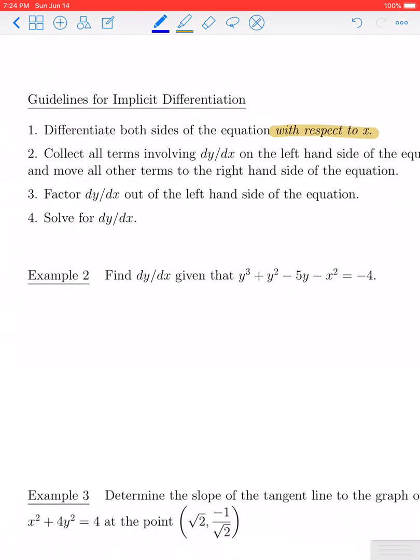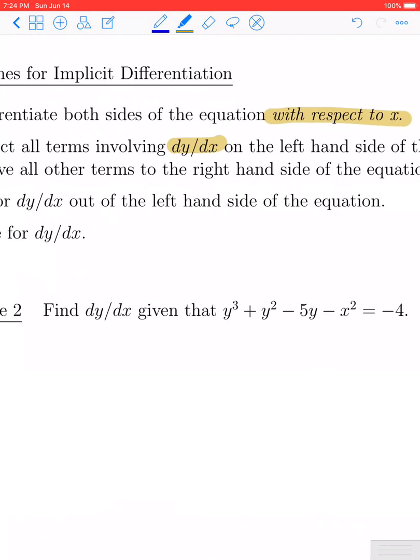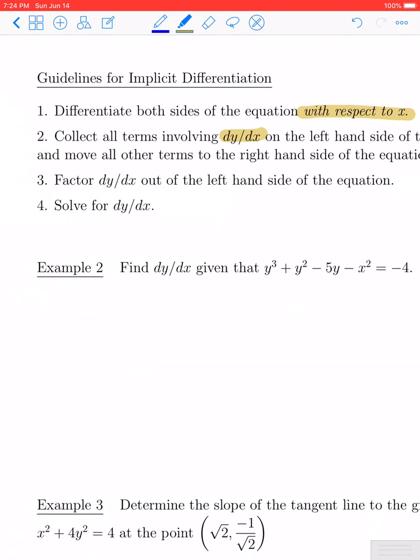The next thing we're going to do after we apply that calculus step is solve for dy/dx. That involves getting all of the dy/dx terms on one side and all of the non-dy/dx terms on the other side. Once we've collected all of our dy/dx terms on one side, we're then going to factor out the dy/dx, and then we'll be able to simply solve for dy/dx by dividing by whatever factor is out in front of it.